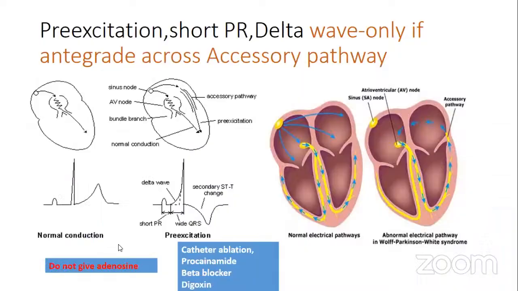In case of WPW syndrome, when the impulse goes antegradely across the accessory pathway, it gives this wide QRS, the pre-excitation complex. Here we cannot give adenosine, because adenosine will cause AV block, and the accessory pathway will take the upper hand, and the tachycardia will increase. Here the treatment is catheter ablation, procainamide, beta blocker and digoxin.